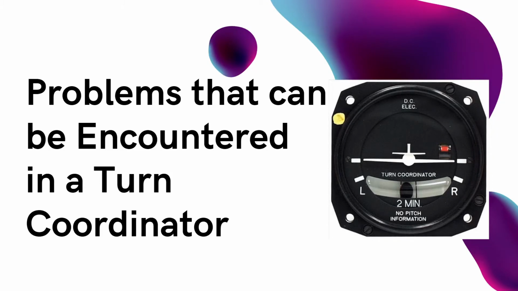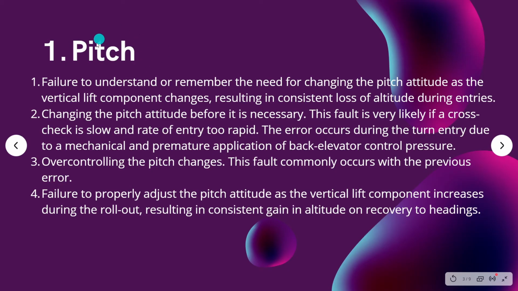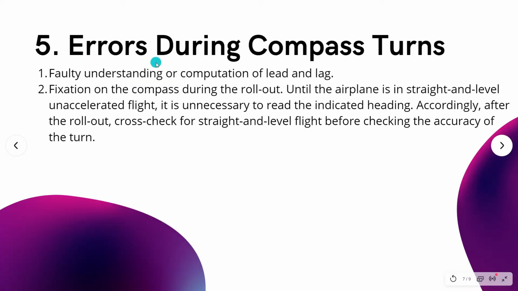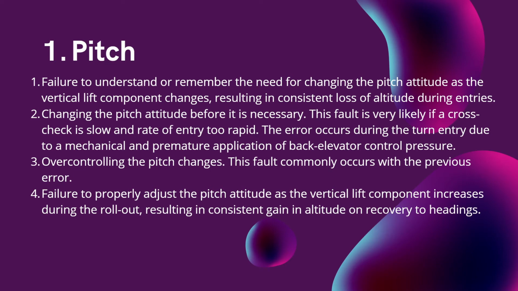Next, we're going to talk about the problems that can be encountered in a turn coordinator. We have 5 common errors in turns or in a turn coordinator, which are pitch, bank, power, trim, and lastly, errors during compass turns. We're going to talk about the common errors, and under each are faults explaining why we experience such errors in a turn coordinator. First, pitch.